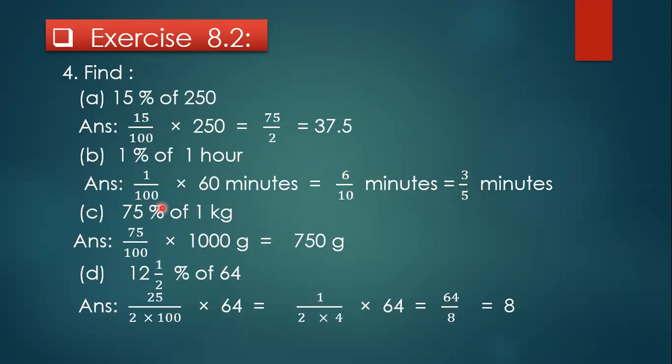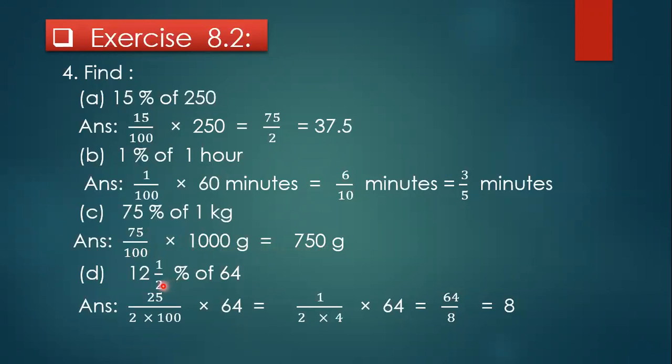Next question, 75% of 1 kilogram. Here also 1 kilogram will be converted into gram. 1 kilogram is equal to 1000 gram. And 75% as fraction we can write 75 upon 100, into 1000. The 2 zeros of 1000 and the 2 zeros of 100 can be cancelled. So it will become 75 into 10. 75 into 10 is 750 gram.